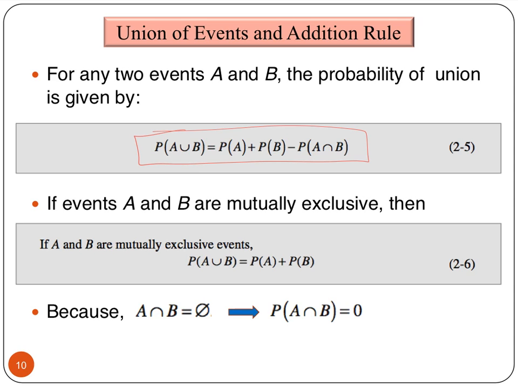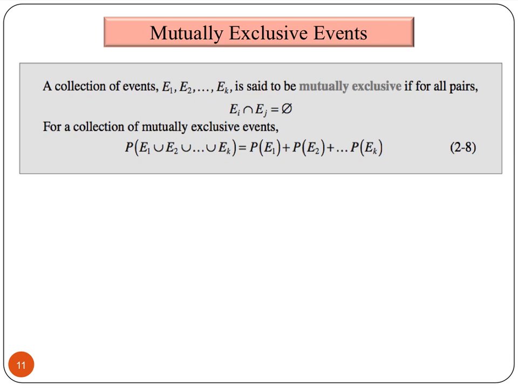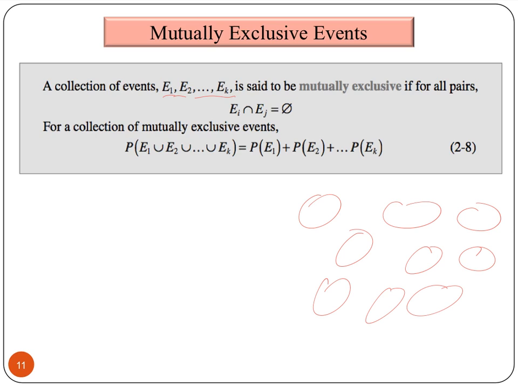Now, a special case is if A and B are mutually exclusive, so they don't intersect in the first place, and in this case you can easily figure out that the probability of the union is going to be simply the sum of the probabilities. This can be generalized in the case of events E1 up to EK, where each one of them is mutually exclusive with all the other events. So none of these events intersect. They are all separate from each other. They don't have any intersection. Then the probability of the union of all these events, E1, E2 up to EK, is going to be simply the sum of the probabilities because they are mutually exclusive. Okay.